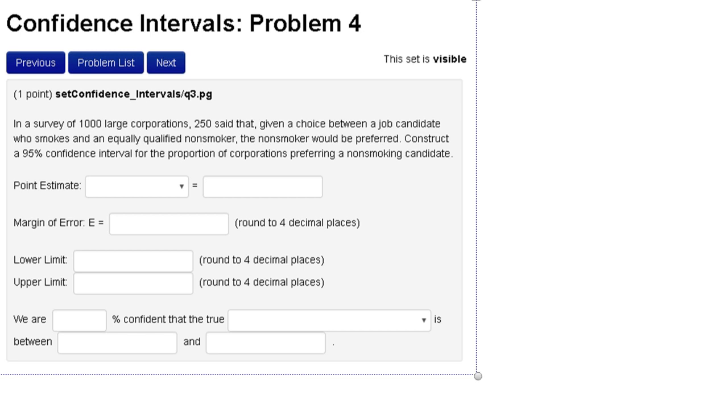In a survey of 1,000 corporations, so that's a sample size, 1,000, 250 said that they would prefer a non-smoking coworker, or they would choose someone who does not smoke. Those 250, that's a raw number of people from the sample. That's what we call an X value, the number of people that exhibit the characteristic that we're discussing. We're asked to construct a 95% confidence level, C, 0.95, for the proportion of corporations.